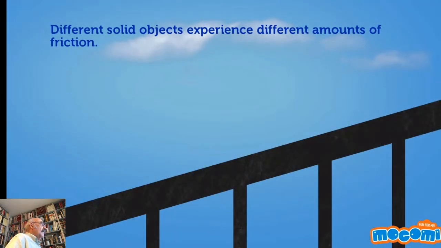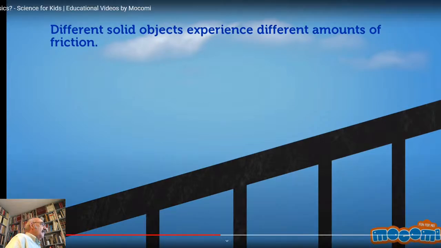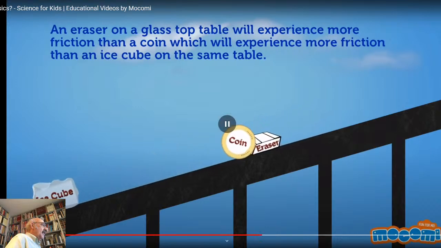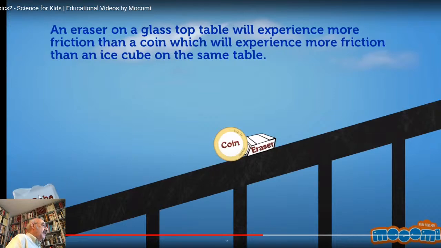Different solid objects experience different amounts of friction. An eraser on a glass-top table will experience more friction than a coin, which will experience more friction than an ice cube on the same table. So friction depends on the texture of the different surfaces. It's not the same for an eraser, a coin, or an ice cube moving on this surface. It all depends on the surfaces of the different objects.